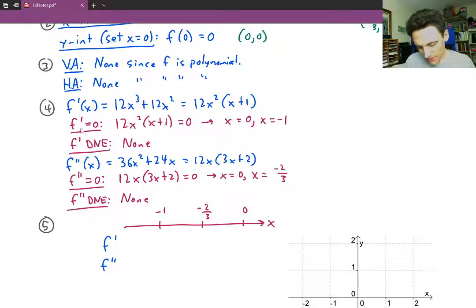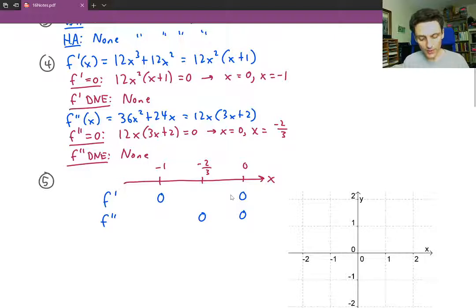Now we said that the first derivative was equal to 0 at x equals 0 and x equals -1. So that's here and here. And there wasn't any place where the first derivative was DNE. Now the second derivative was 0 at x equals 0 and x equals negative 2/3, and was DNE nowhere. So these are just markers for where the first and second derivative might be changing signs. They might change signs as they cross 0 or DNE.